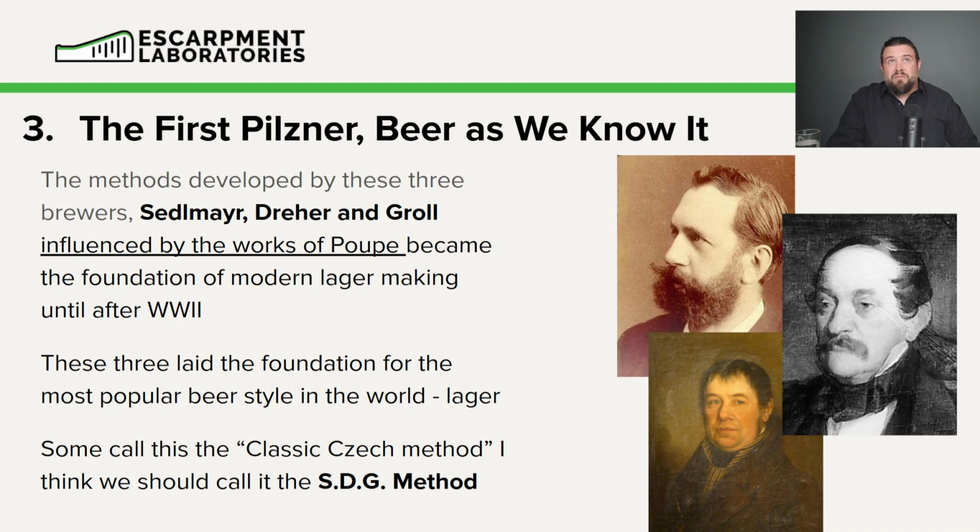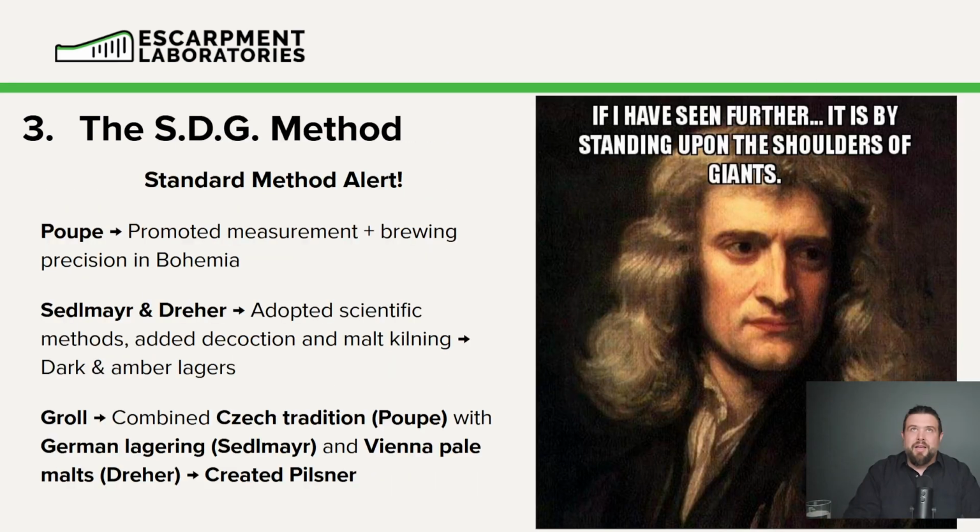So these three, Sedlmayr, Dreher, and Groll, really were the three foundational people when we start thinking about these old school lager breweries and the common lager that we come to today. Now, there were absolutely others that influenced this entire area, but I think it's useful to have these three people. In my opinion, they did some of the lion's share of the work on this. They laid the foundations of how lager beer was made all the way up into post-World War II. So we owe them a huge deal of gratitude, which is why I think this method should be called the S.D.G method. Sedlmayr, Dreher, Groll. I think it's a good name.